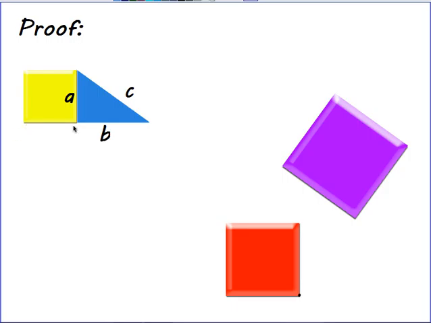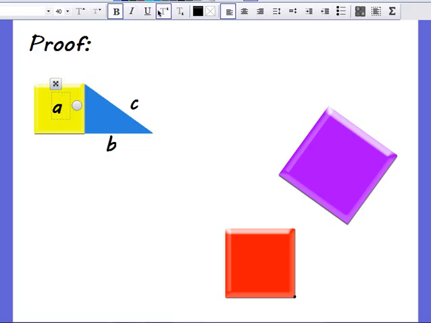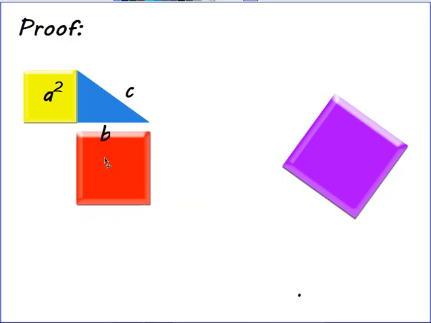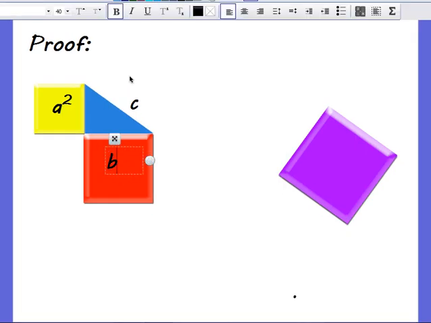Remember, to find the area of a square, it was side times side, or base times height. That means that the area of this square is A times A, or A squared. If I bring the red square, you can see that it has a side length of B. That means that the side lengths are B all the way around the square. That means that the area of this square is B times B, or B squared.